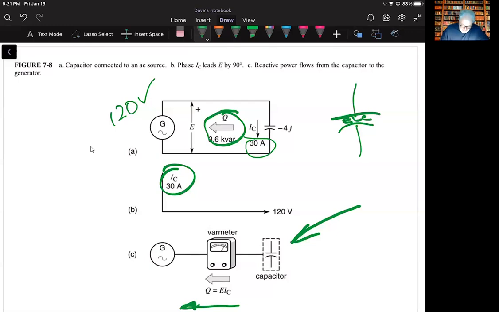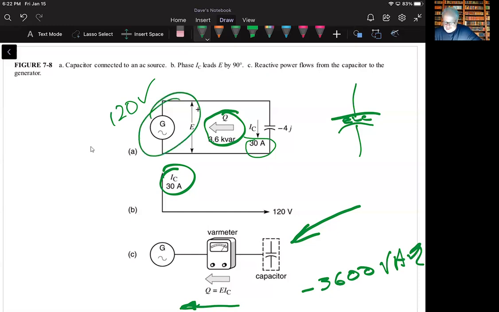Sometimes they call that electrostatic energy. And so, connecting to a voltmeter, we would get a negative 3600 VAR reading from this circuit. The generator is now behaving like a reactive load because it is receiving the power. So the generator now is a reactive load. The source is the capacitor.